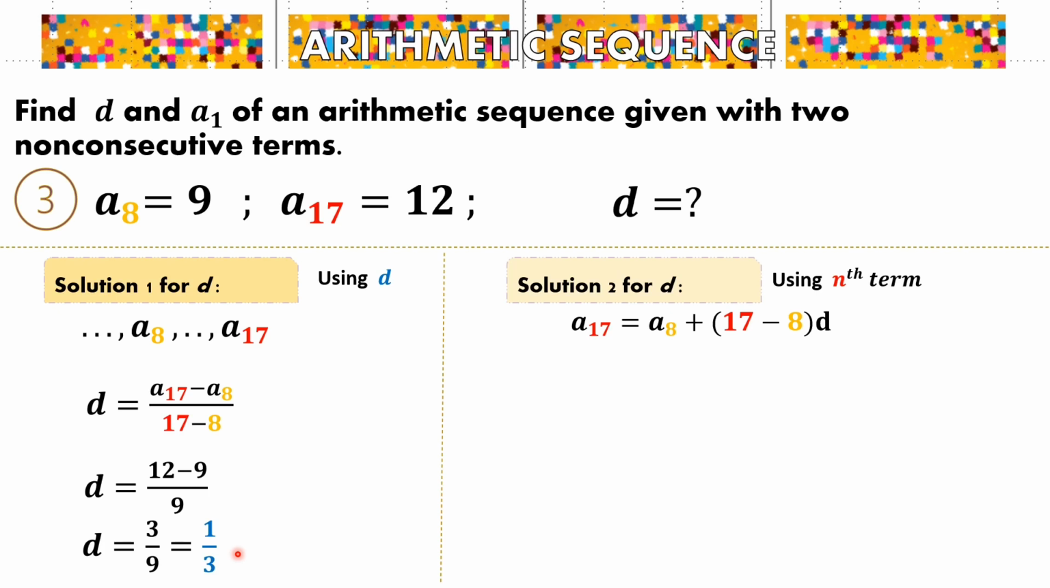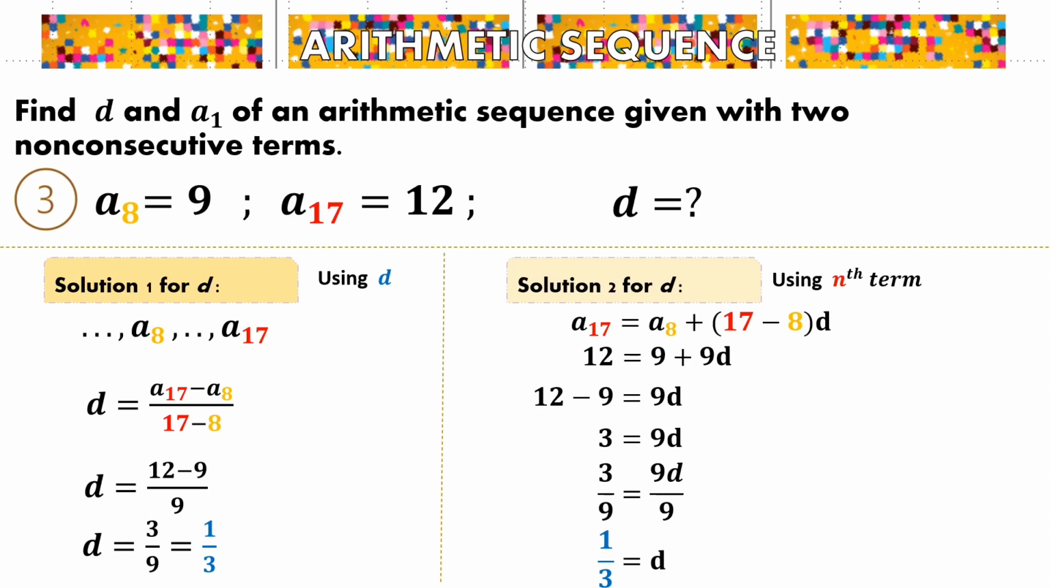So a sub 17 is equal to a sub 8 plus quantity 17 minus 8 times d. So a sub 17 is 12 equals a sub 8 is 9 plus 17 minus 8 is 9 times d. Then, by applying the subtraction property, we've got 12 minus 9 equals 9d, dividing both sides by 9, and that is 1/3. So we've got the same answer.